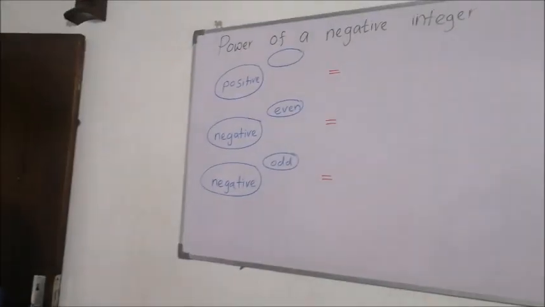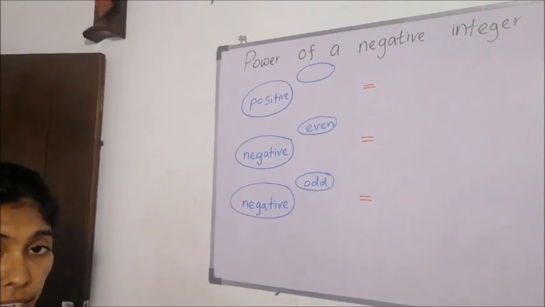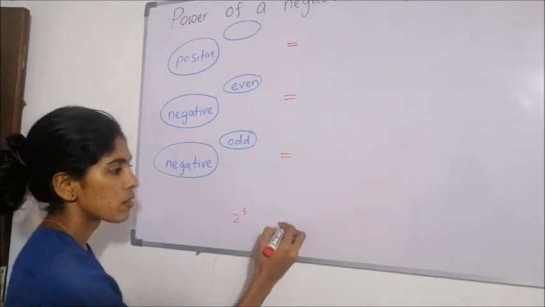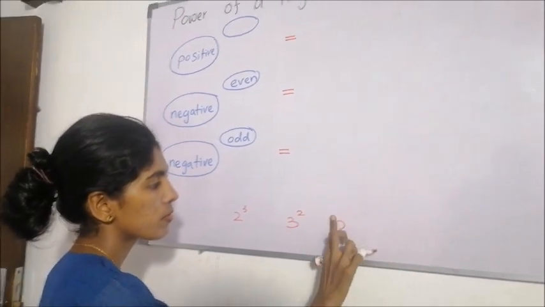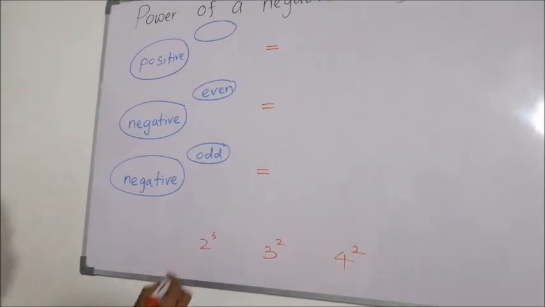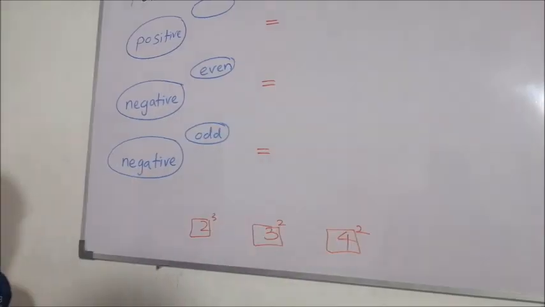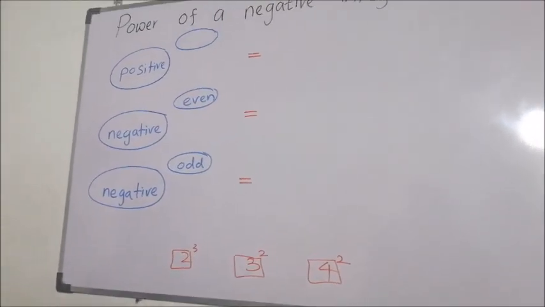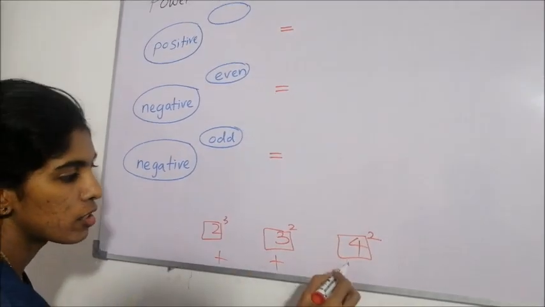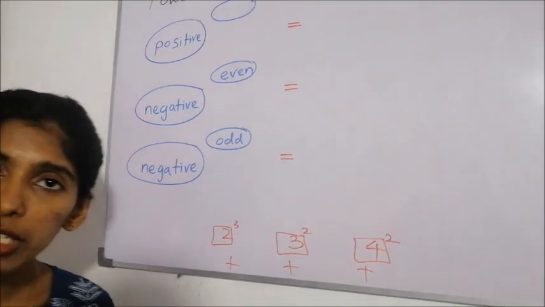Now children, we will consider the powers of negative integers. Powers of what? Negative integers. Just think: 2 to the power 3, 3 to the power 2, 4 squared. All these are powers with positive integers. See, all these are positives, right? Positive integers are there. So you should know that powers of positive integers should every time be positive only. The value that we get should be a positive one, because there is no mention of a negative here.